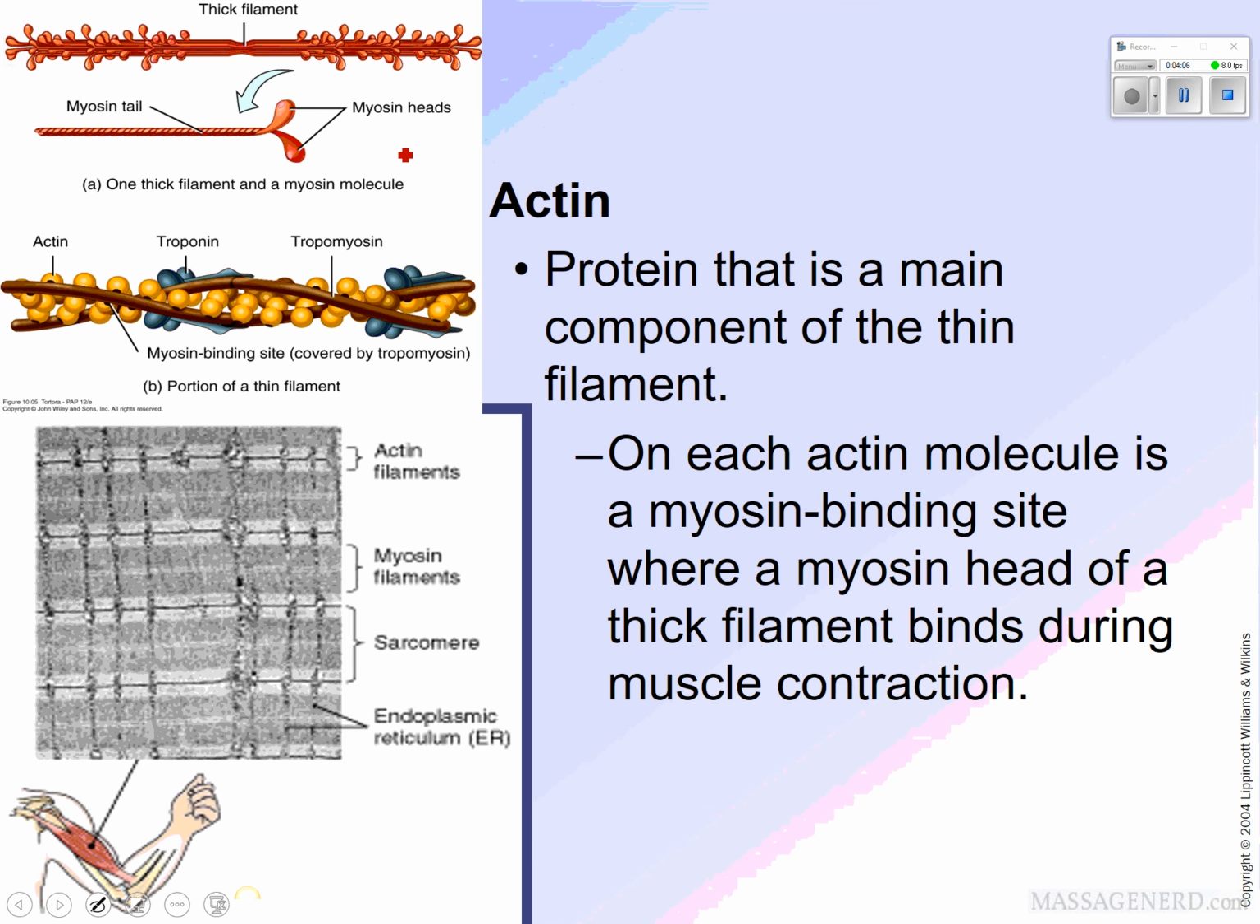Actin is the protein that is a main component of the thin filament. On each actin molecule is a myosin binding site where the myosin head of a thick filament binds during your muscle contraction. There are three different thin filament components.